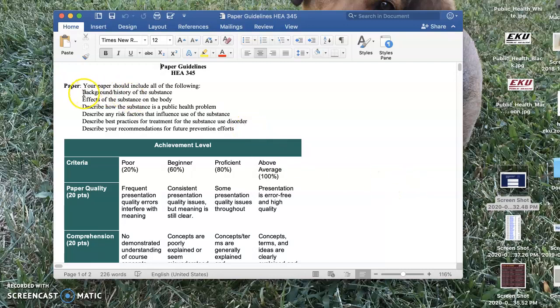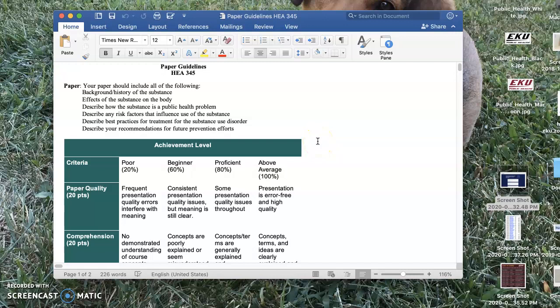What you need to include: background, history of the substance, effects of the substance on the body, how the substance is a public health problem, risk factors that influence use of the substance, describe best practices for treatment for that particular substance use disorder, and then describe your recommendations for future prevention efforts.